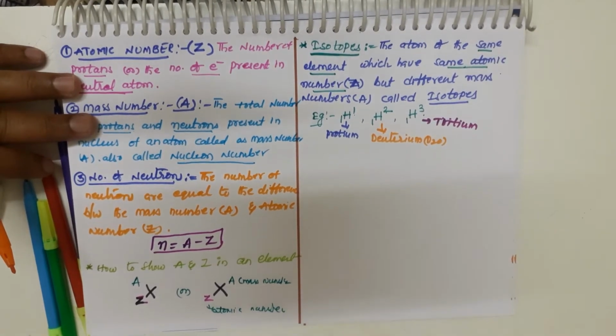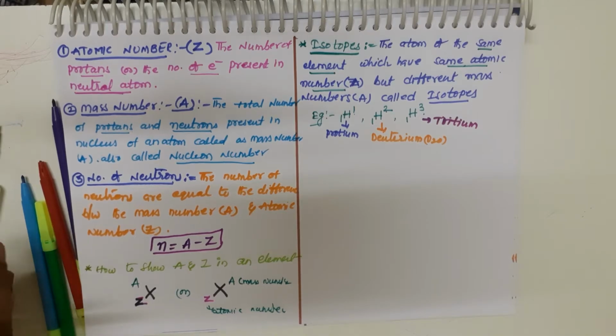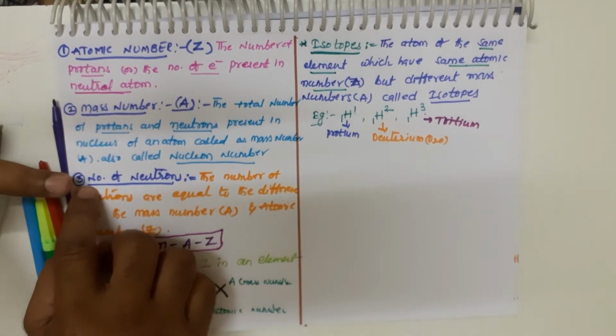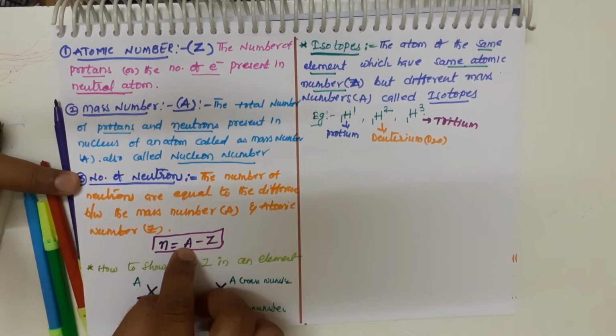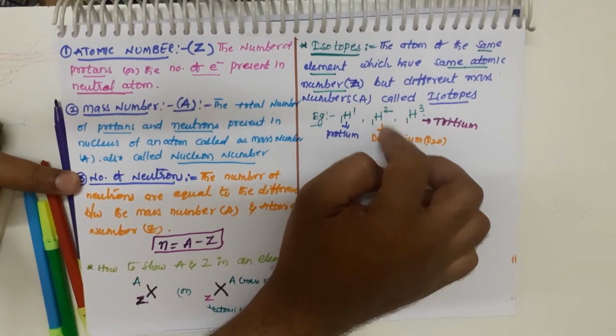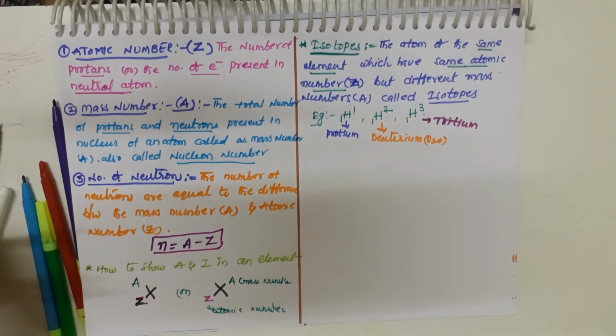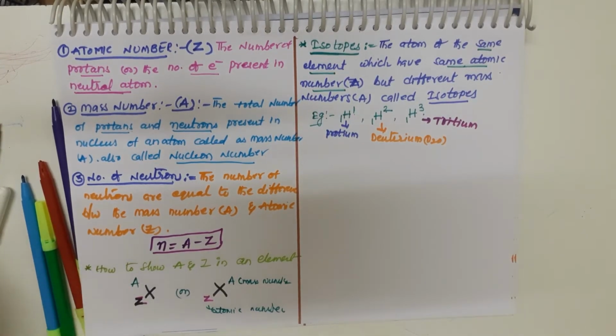Okay students, next are some important features of isotopes. Isotopes have different neutron numbers. Why? Because the neutron number is the difference between the mass number and atomic number, A minus Z. That's why in isotopes the neutron numbers are different.